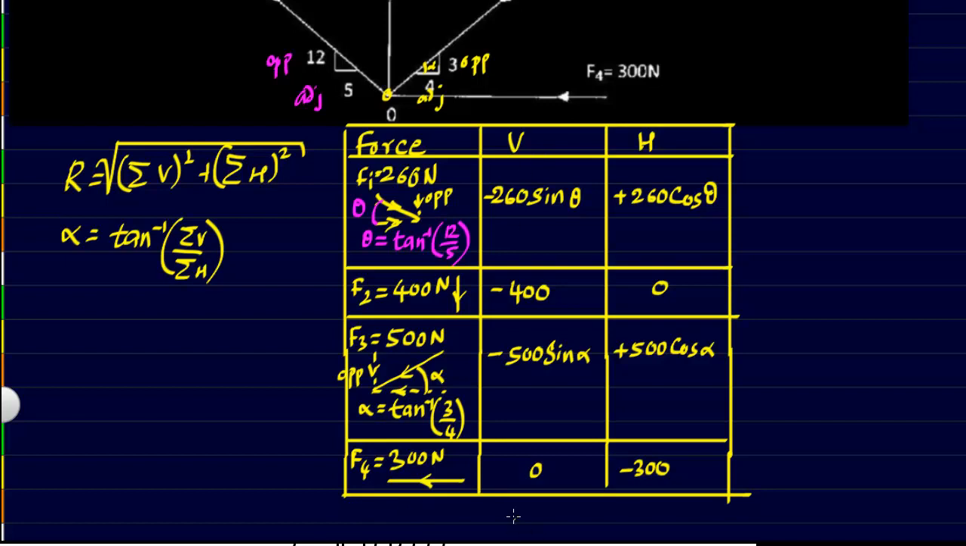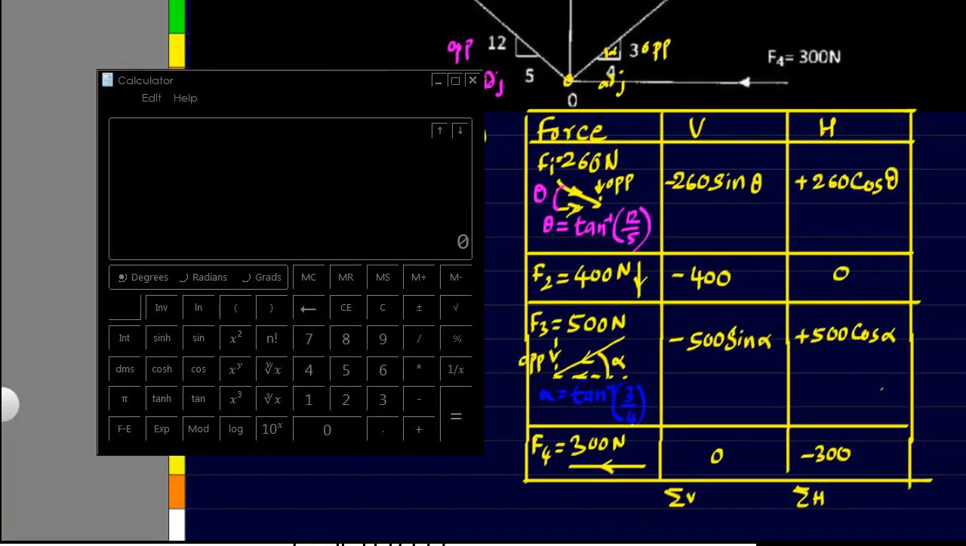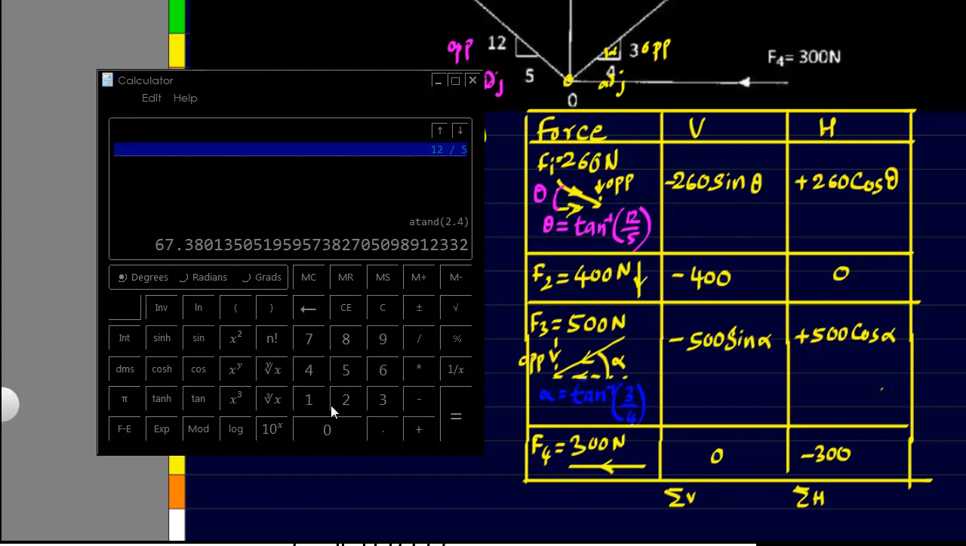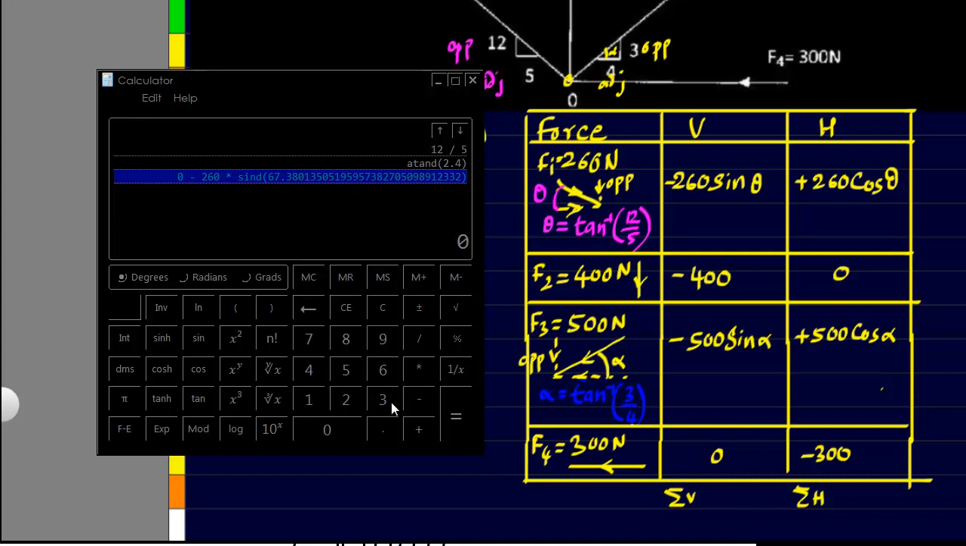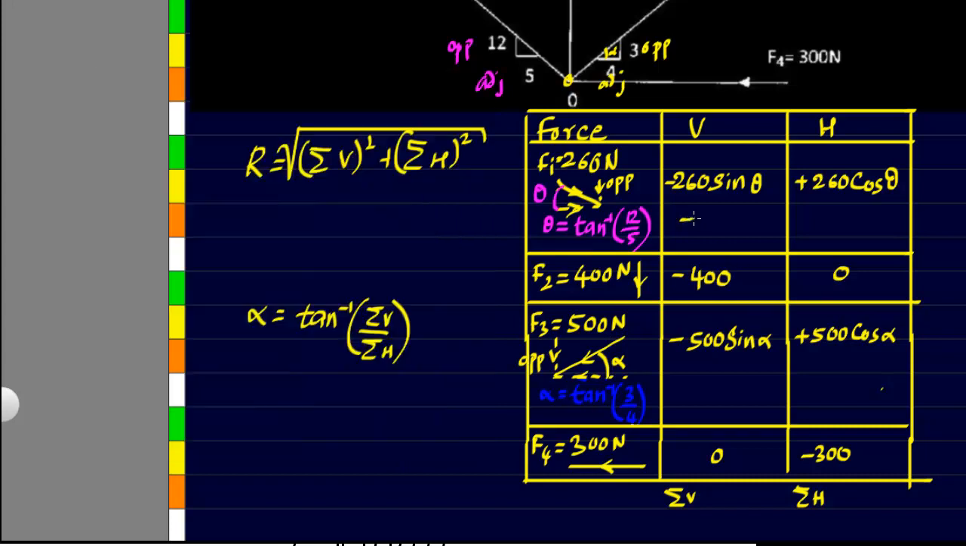Now all the vertical components we will have to add to get sigma v. All the horizontal components we will add to get sigma h. So let us proceed to do the calculations. First, let us find theta. For that, we'll have to take 12 by 5 and tan inverse of this. So next, I'm going to take minus 260 multiplied with sine of that angle. So that will give me minus 240. So this value here is minus 240.